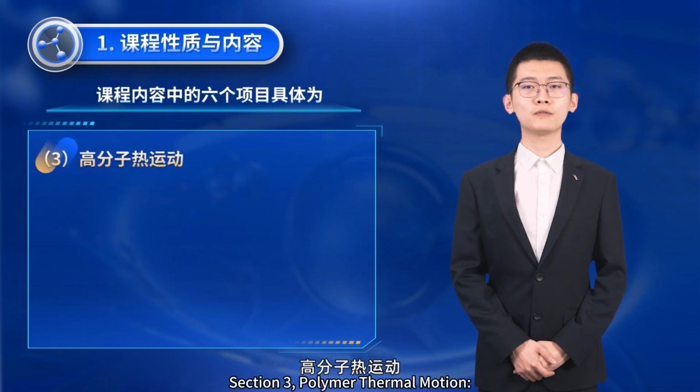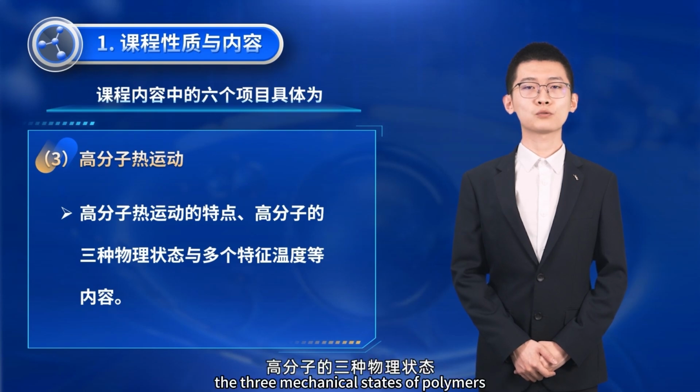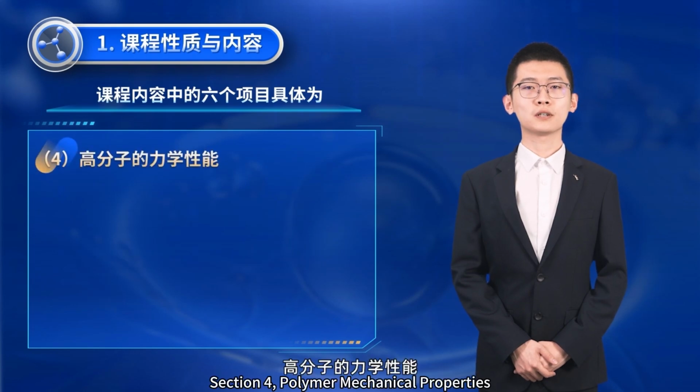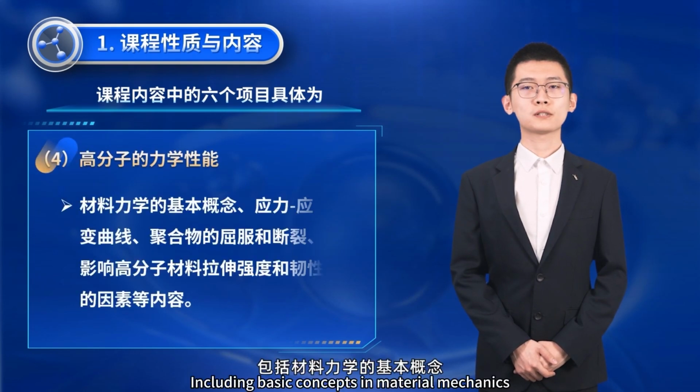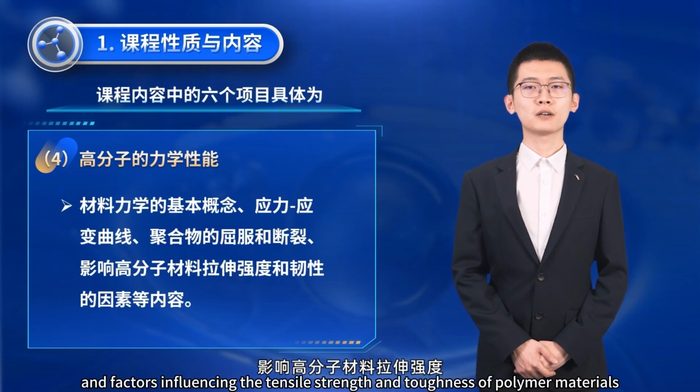Section 3, Polymer Thermal Motion, including the characteristics of polymer thermal motion, the 3 mechanical states of polymers, and several characteristic temperatures. Section 4, Polymer Mechanical Properties, including basic concepts in material mechanics, stress-strain curves, polymer yield and fracture, and factors influencing the tensile strength and toughness of polymer materials.